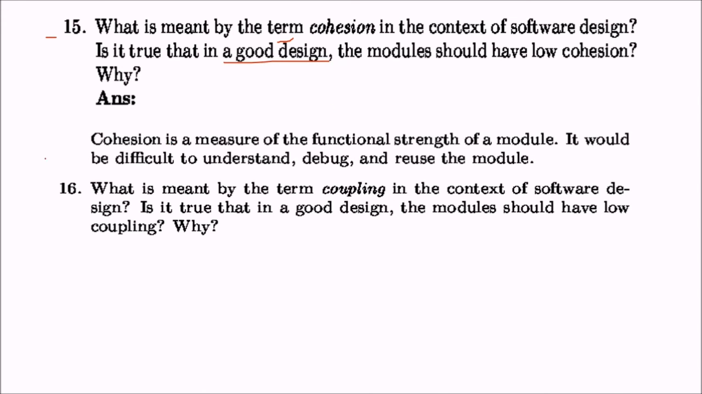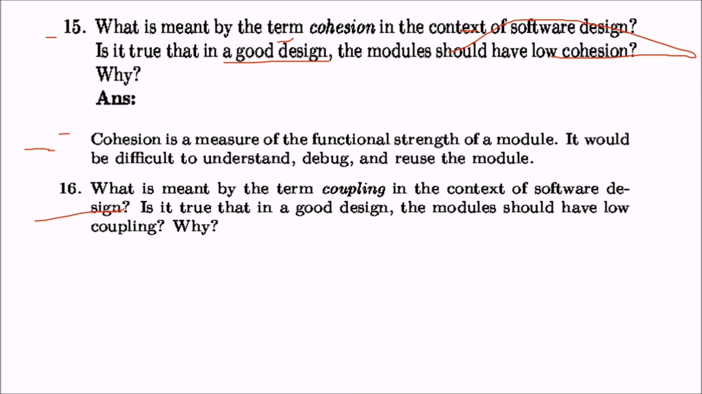Why? As we have already seen, cohesion is the measure of functional strength of a module. So it would be difficult to understand, debug, and reuse the module if it has low cohesion. The answer to the second question, is it true that in a good design the modules should have low cohesion? No, cohesion should be as high as possible.